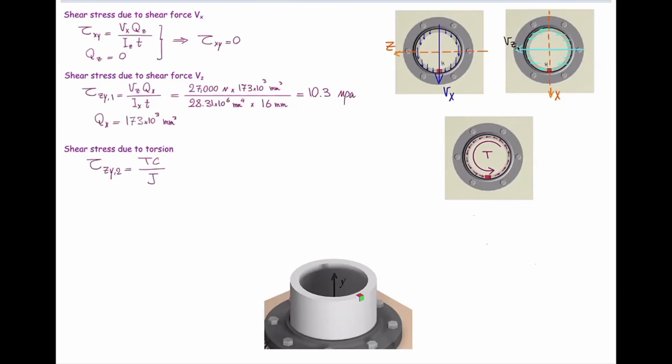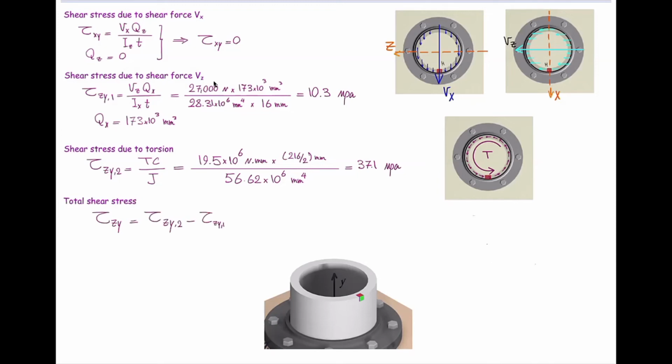Okay, first let's calculate the magnitude of the stress. Torque was 19.5. Convert that into Newton millimeter, multiplied by C, which is half of the external diameter, divided by J, and we get stress. We know that these two stresses produced by torque and V sub Z are going to be opposite to each other. So the total shear stress is going to be the difference between these two. Which of these two is dominant? Stress produced by torsion is dominant, so the total resultant stress, if you look at that section from top, is going to the right side. The magnitude of that is going to be 26.8 megapascal.